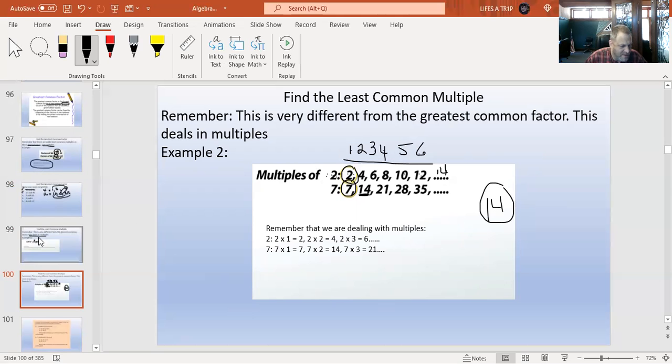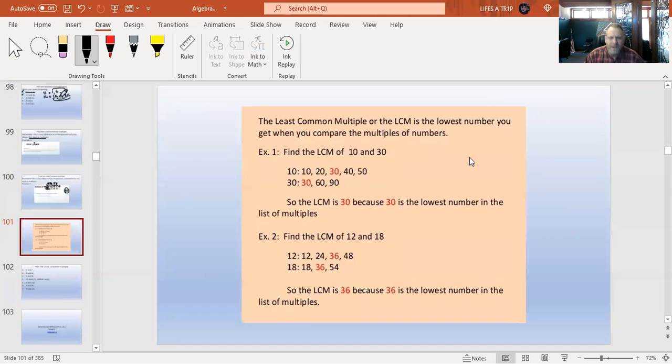All right, so let's look at this one. The least common multiple, or LCM, is the lowest number you get when you compare the multiples of numbers. So say in 10 and 30: 10, 20, 30. Okay, so we hit 30 here and then 30 here. It's the lowest common one. So LCM is 30 because 30 is the lowest number in the list of multiples.